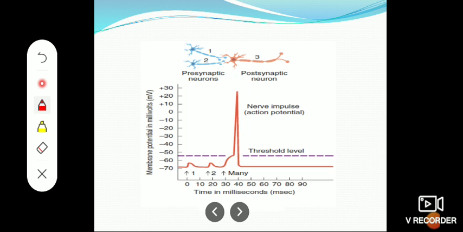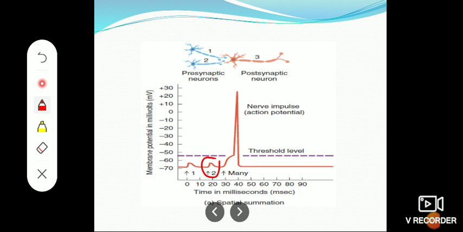So gradually there will be summation. This is called a spatial summation. If one neuron is excited, we will not have a response. If two neurons are excited at a time, each separately gives no response, but when the two are combined, we will have the potential. So this is called a spatial summation of impulses.